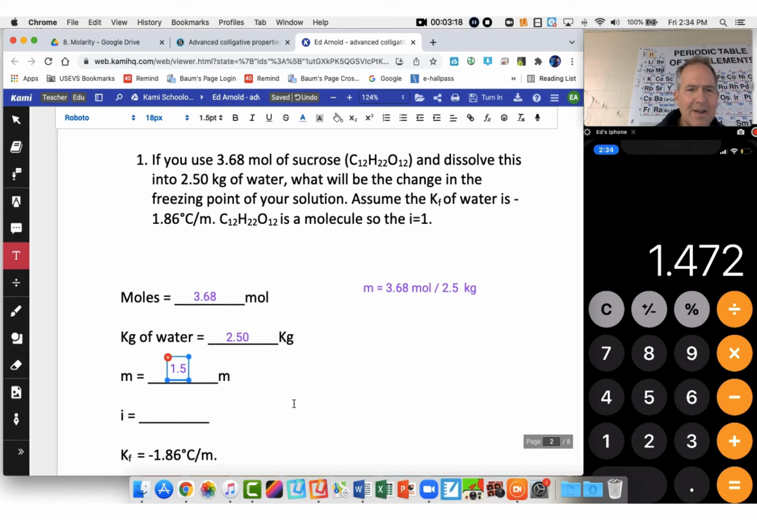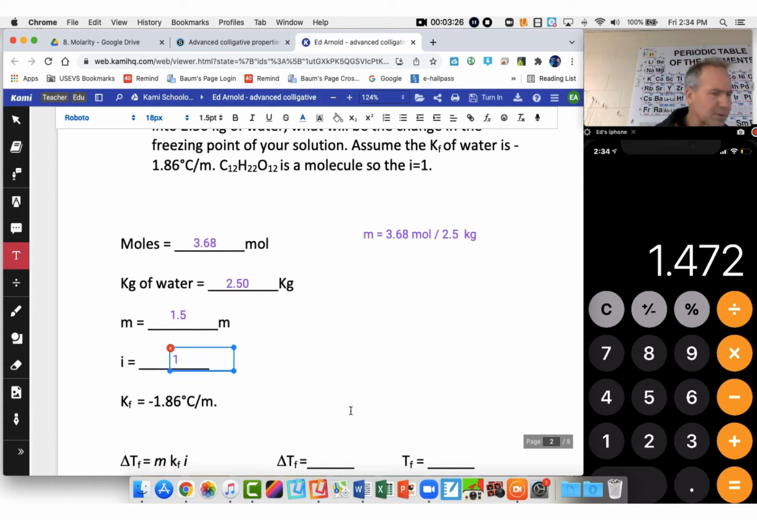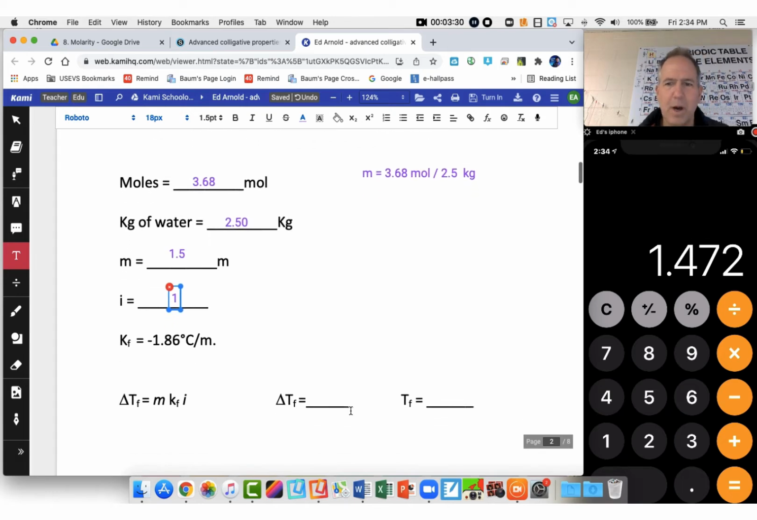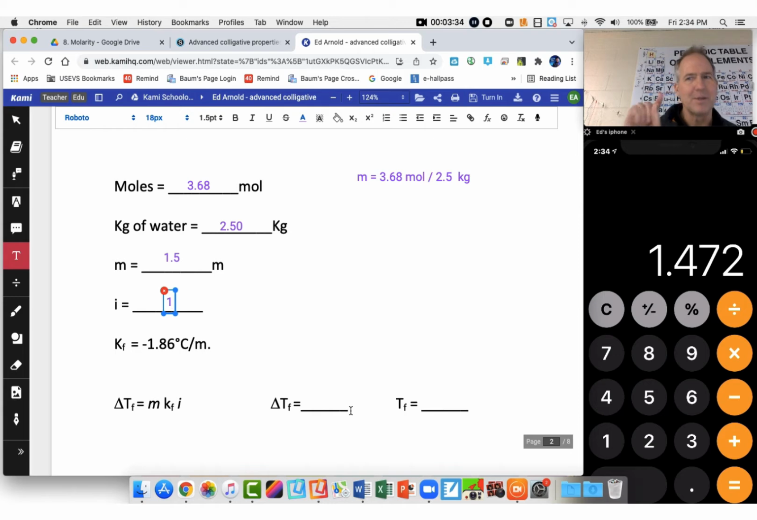All right, i. What's the i? I told you already, it's a molecule, so the i for a molecule is 1. The Kf is given to us because they're talking about freezing in water, so we use that number. If it wasn't water, we wouldn't use that number. If it wasn't freezing, we wouldn't use that number. But since it's water and freezing, we use that number.